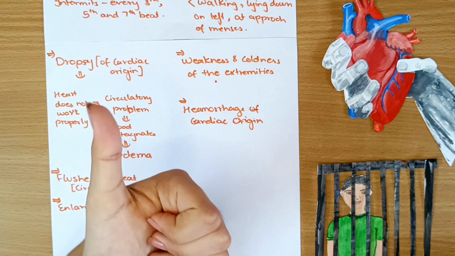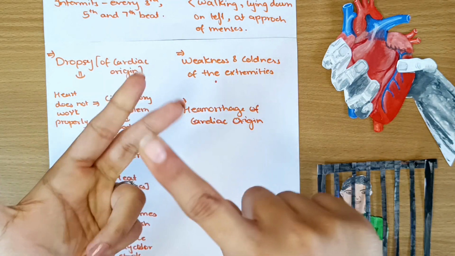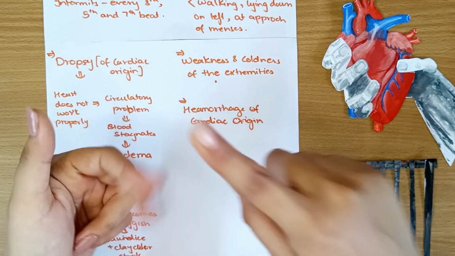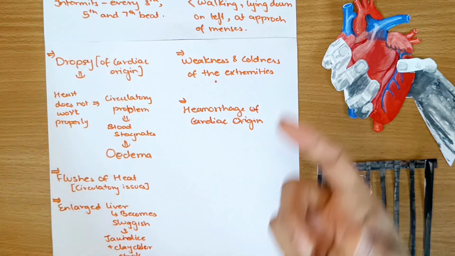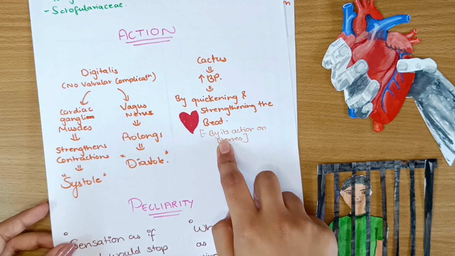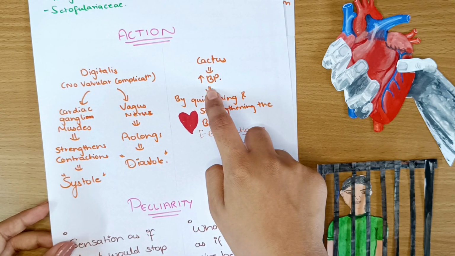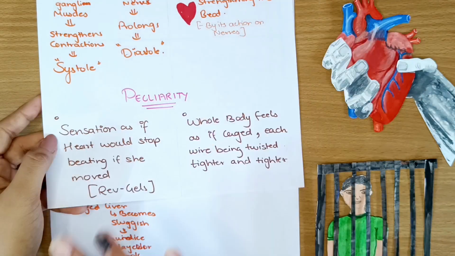So the first point that we saw was about the action, the second was about the peculiarities, and the third was about the clinicals. So for action, we saw that Digitalis acts on the centers, that is systole and diastole, while Cactus acts on the nerves by increasing the BP. So it will act on nerves and increase the BP. Right, this was the first point that we talked about.